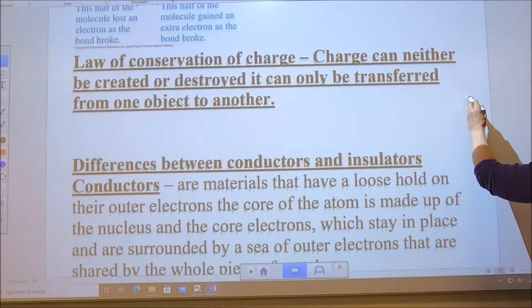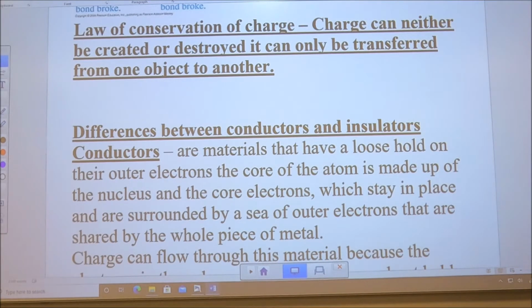The law of conservation of charge says charge can neither be created nor destroyed. It can only be transferred from one object to another.